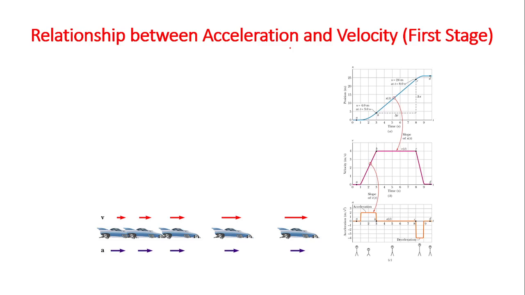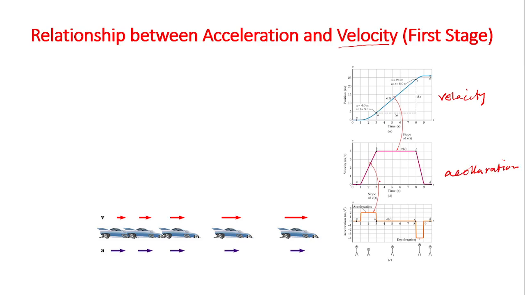Okay, so this graph is for velocity. Ladies and gentlemen, pay attention. This one is for velocity, then this one is for what? Acceleration. This one is for acceleration. So I'm trying to relate the relationship between these two.